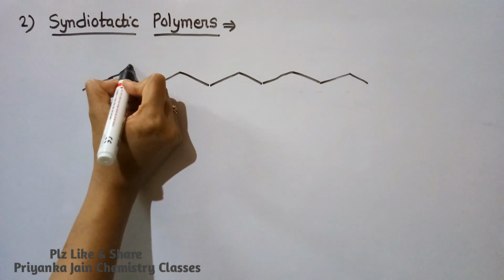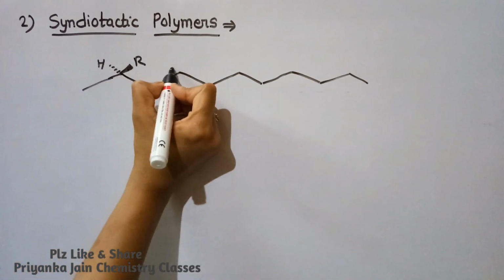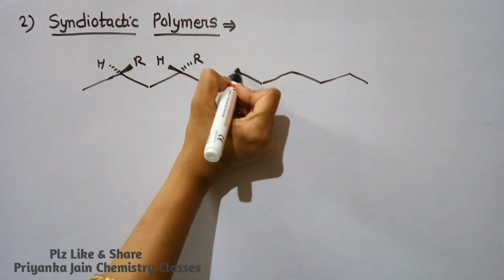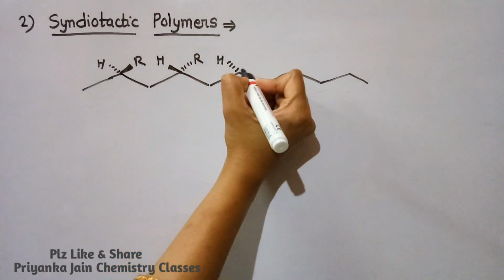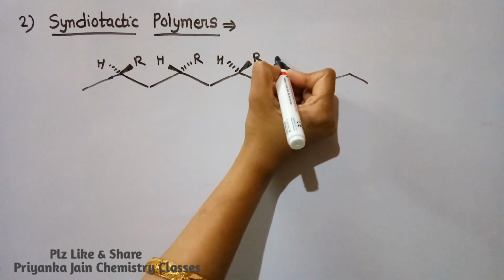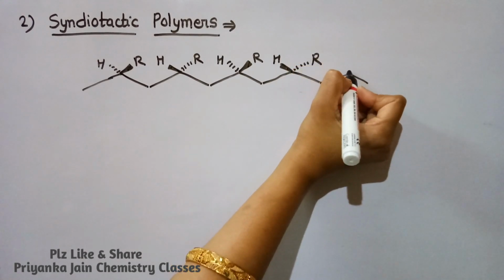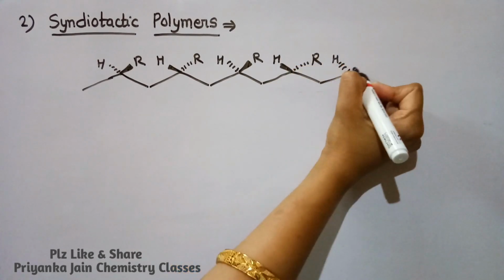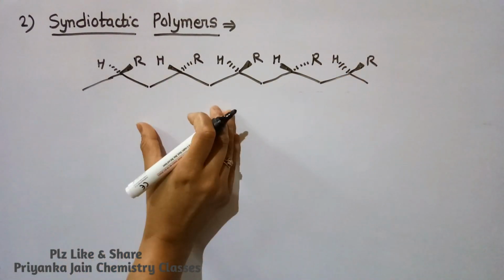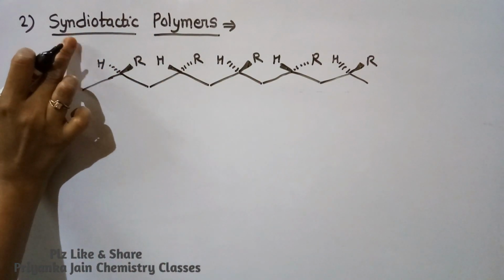Now see here, if there is R above the plane and this is below the plane, now this hydrogen will be above the plane and this R group will be below the plane. Then this hydrogen will be below the plane and then this R will be above the plane. Here now this hydrogen will be above the plane and this R group will be below the plane. Then this hydrogen will be below the plane and this R group will be above the plane. In this way, there is an alternate pattern at each carbon atom. So such type of polymers are known as syndiotactic polymers.